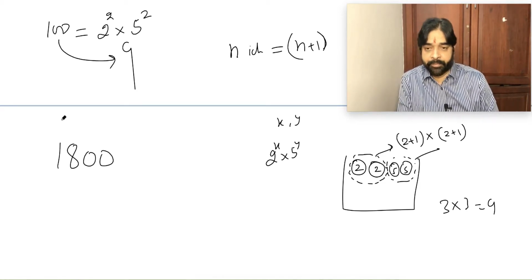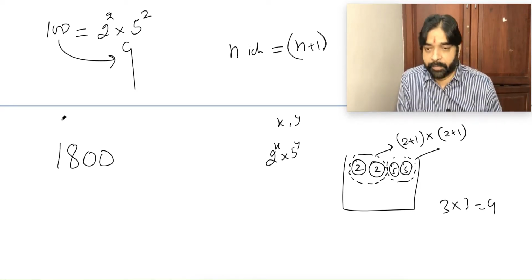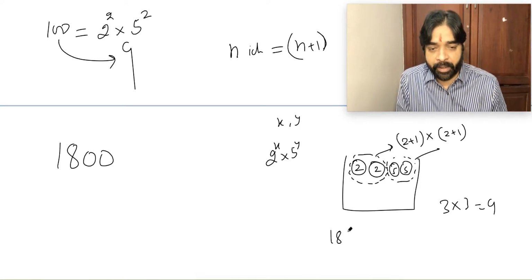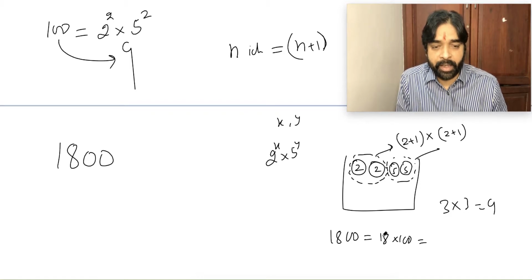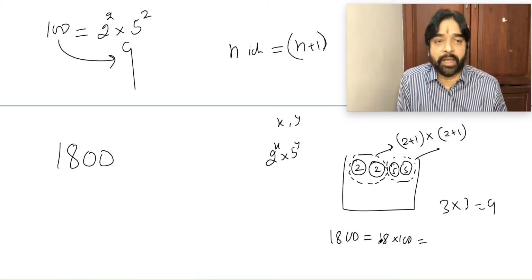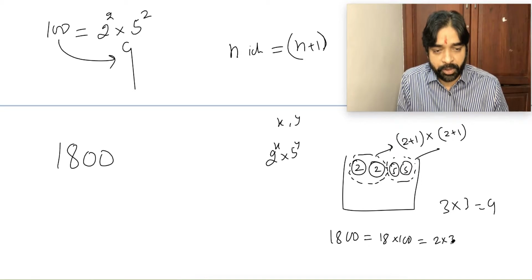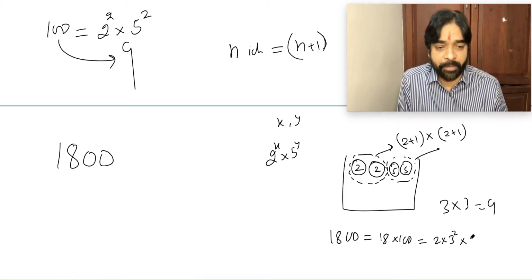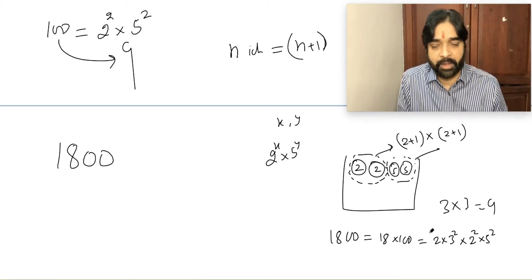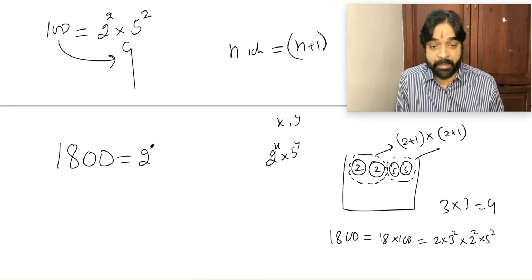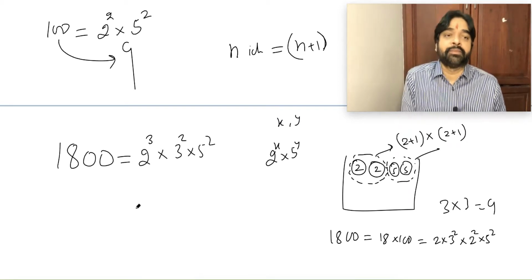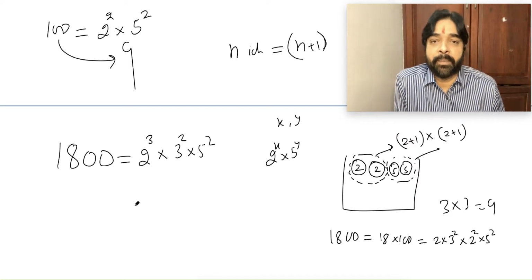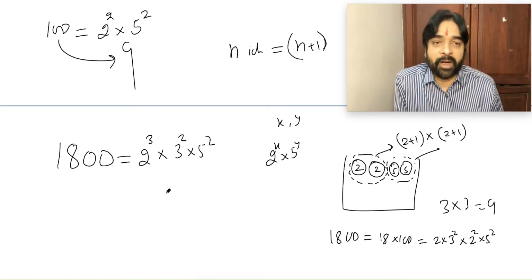Check it here. 1800. What will you factor? 1800 I can write as 18 into 100. 18 I can write as 2 into 9, so 2 into 3 square. 100 I can write as 4 into 25, means 2 square into 5 square. So finally it's coming: in prime numbers you have to break, 2 cube into 3 square into 5 square. Is this clear? Now, the number of factors will be what?